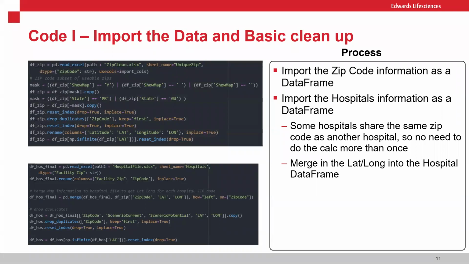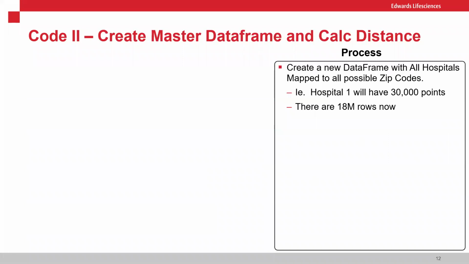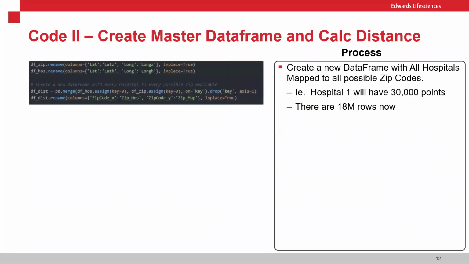So mashing in the lat long, and now create the calc distance. We're going to take the data frame, paste out every single hospital, and then paste out all 30,000 zip codes to every single one of those points. So we're now going to wind up with about 18 million rows.